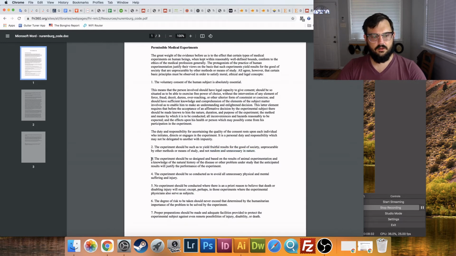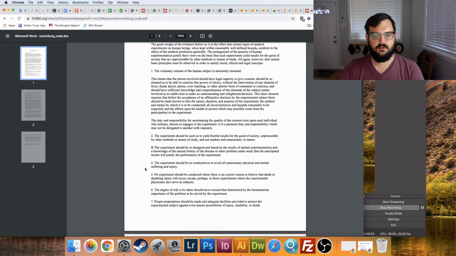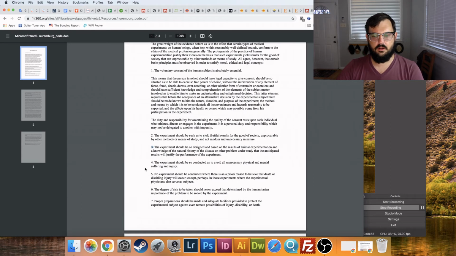Point number 3, the experiment should be so designed and based on the results of animal experimentation and a knowledge of the natural history of the disease or other problem under study that the anticipated results will justify the performance of the experiment. Number 4, the experiment should be so conducted as to avoid all unnecessary physical and mental suffering and injury.